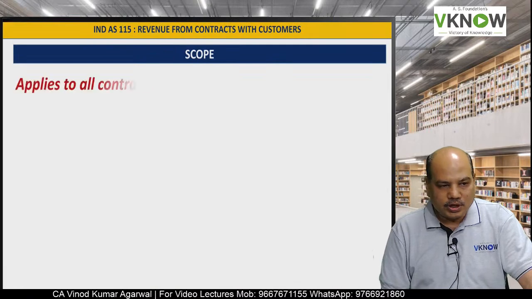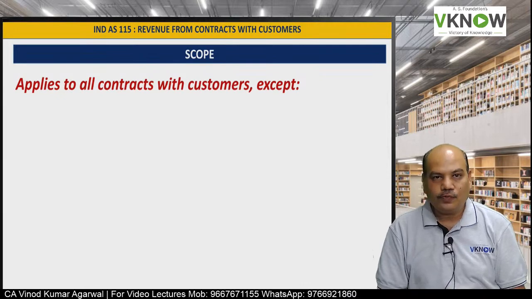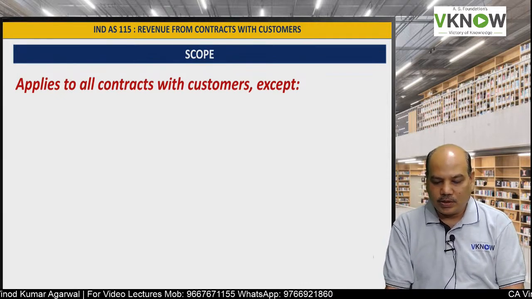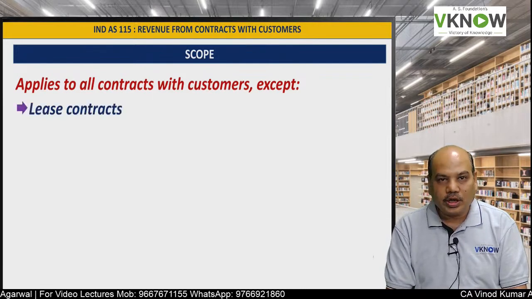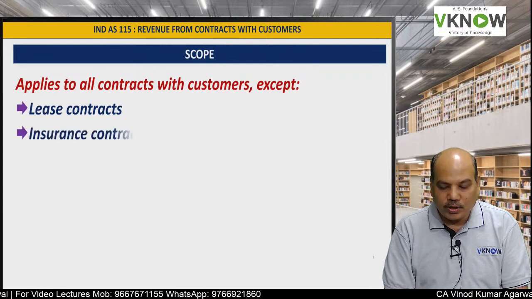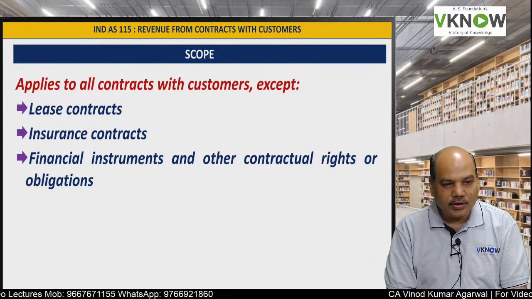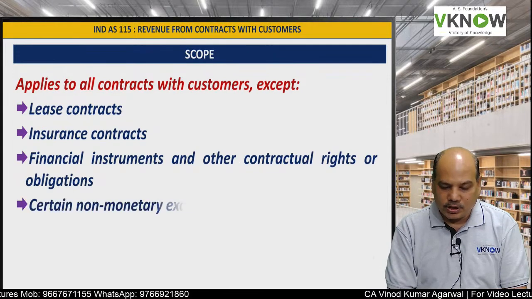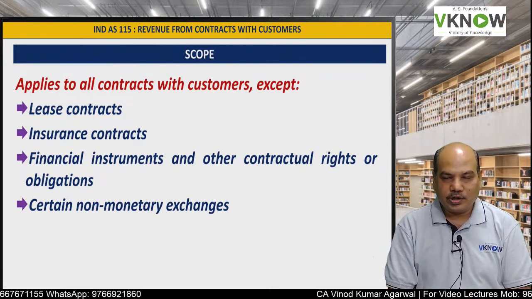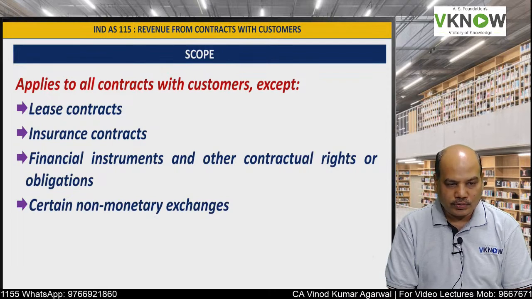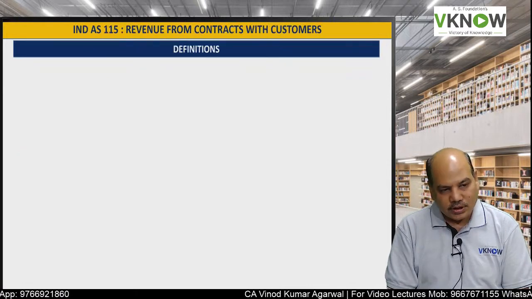So first we'll check the scope of IND AS 115. This standard is called Revenue from Contract with Customer. It applies to all contracts with customers, but it does not apply to lease contracts. There is another standard for insurance contracts, another for financial instruments, and certain non-monetary exchanges. Non-monetary exchange means exchange of goods for goods. So certain non-monetary exchanges are also not covered by this standard.